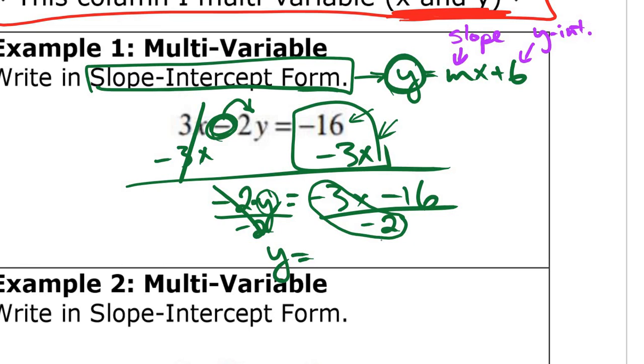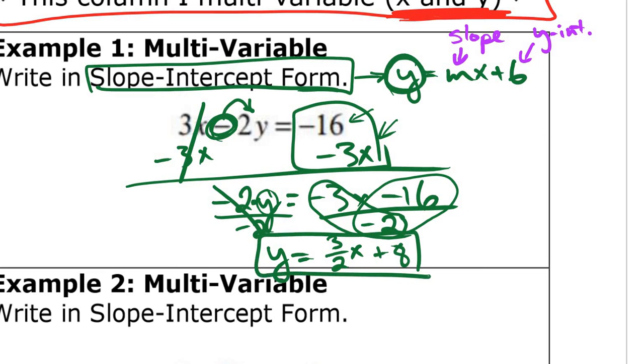At this point, you have to divide both things, so we're going to divide this. Negative 3 divided by negative 2, does it divide evenly? No. The negative and the negative cancel, and so we're left with positive 3 over 2x. When it doesn't divide evenly, we leave it like a fraction. And we still have to do negative 16 divided by negative 2. Does that divide evenly? Yes. Negative 16 divided by negative 2 is positive 8. A negative divided by a negative is a positive. All right, so we have our answer.